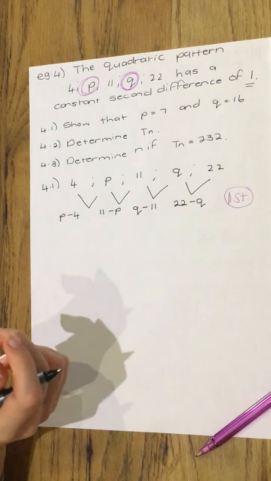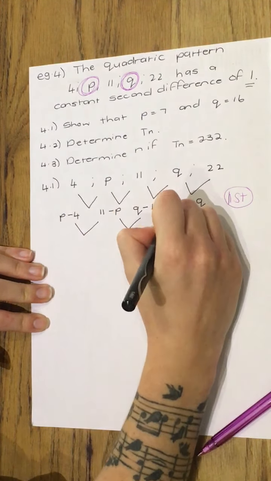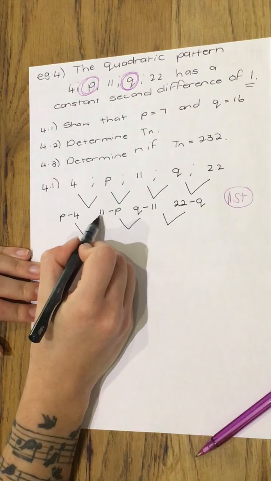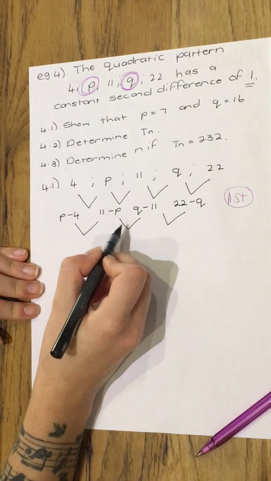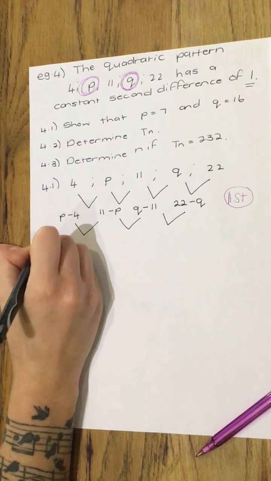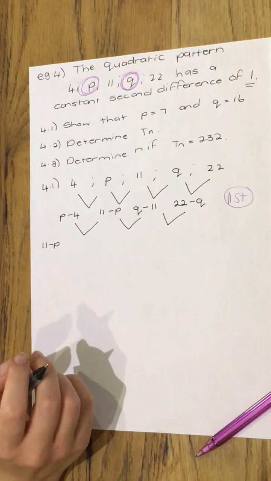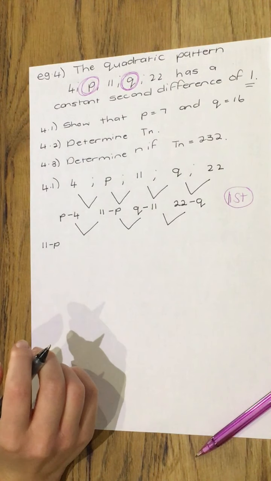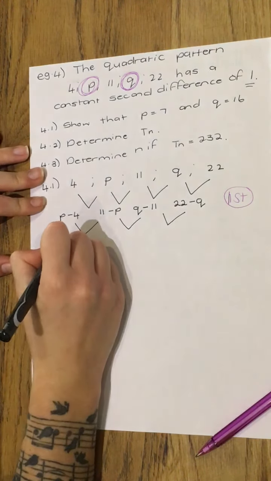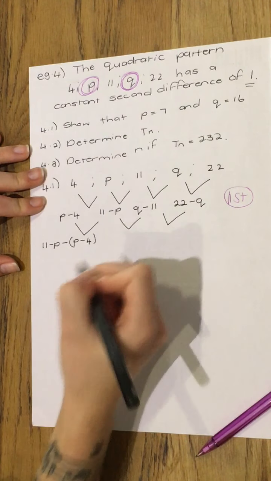Now we still need to come up with our second difference, so that means we're going to have another row. It's going to be 11 minus p minus (p minus 4). Okay, so 11 minus p. Now I just want you to see what I'm going to do. I'm going to put it into a bracket, so it's going to be minus bracket p minus 4.